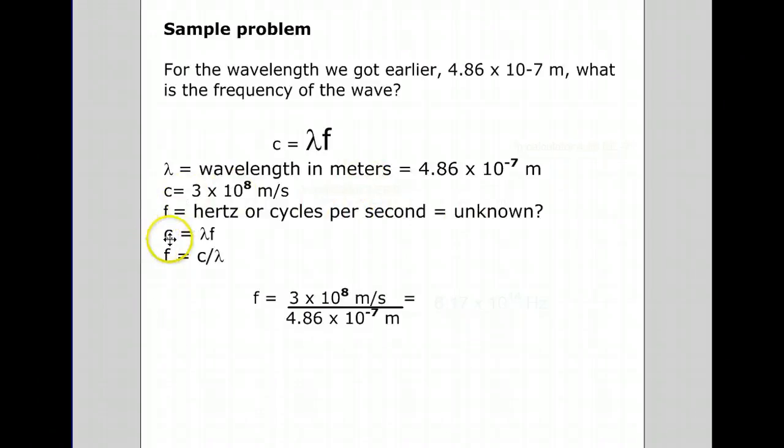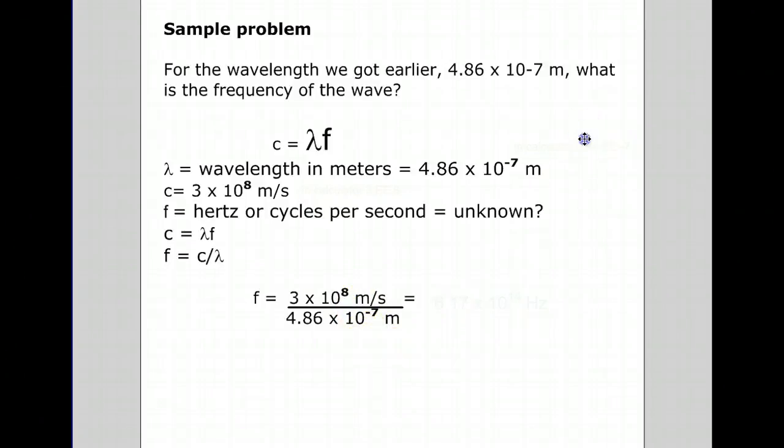Next, write our formula. Speed of light equals wavelength times frequency. Okay, we want frequency, so let's rearrange it and solve for frequency. Let's divide both sides by lambda to get frequency alone. So frequency equals speed of light divided by wavelength. Okay, now, once we have this unknown by itself, let's plug in our numbers. 3 times 10 to the 8th divided by 4.86 times 10 to the -7th. We do 8 minus -7, it should be close to 15.